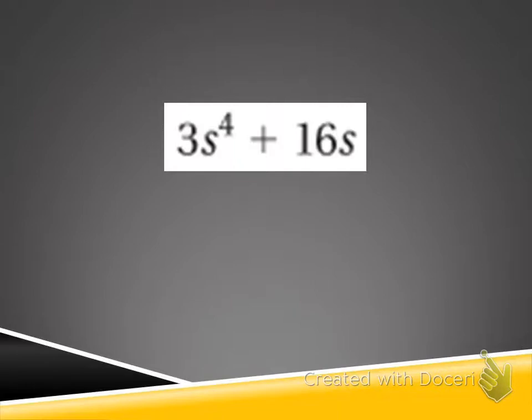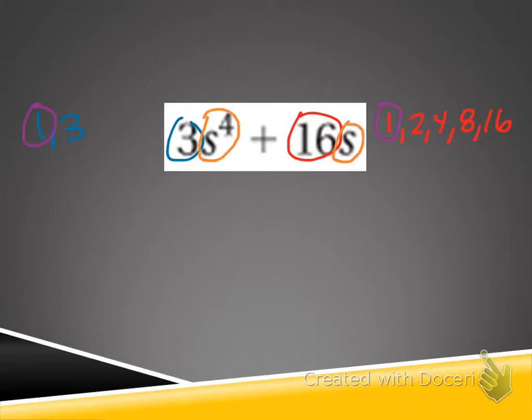And it's 3s to the 4th plus 16s. All right, so let's look at the numbers here. Let's find the factors of 3: 1 and 3. Factors of 16 are 1, 2, 4, 8, and 16. Now in this case, do any of the numbers match? Or do any numbers on both my lists have a common factor? No, they don't. So there's not a number I can factor out, but the other thing you have to be looking for now are the variables. Okay? So s to the 4th and s.